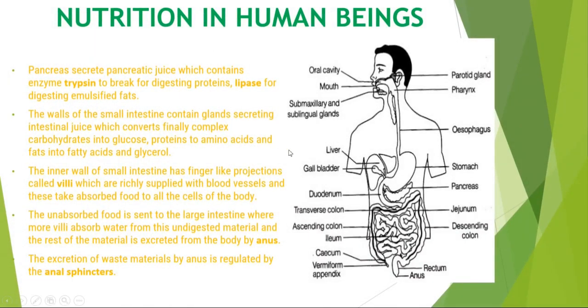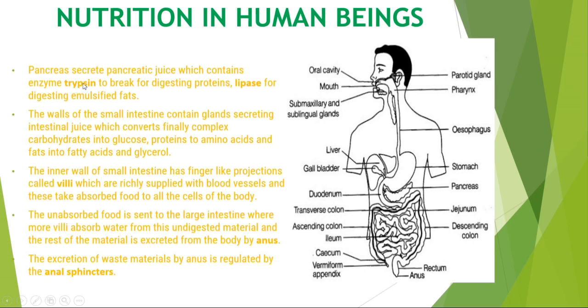So this is the third and last part. What is happening here? In this part we can see the pancreas secretes pancreatic juice, which contains the enzyme trypsin for digesting proteins and lipase for digesting emulsified fats. These enzymes break down the proteins and the emulsified fats.